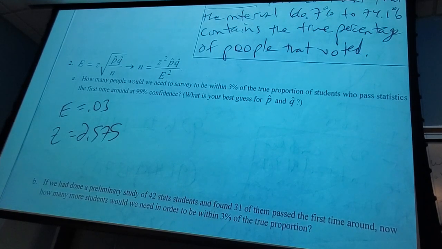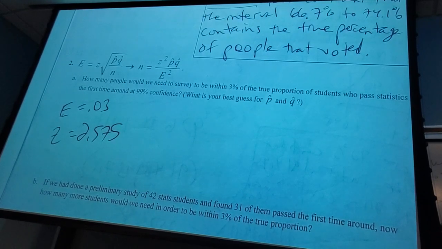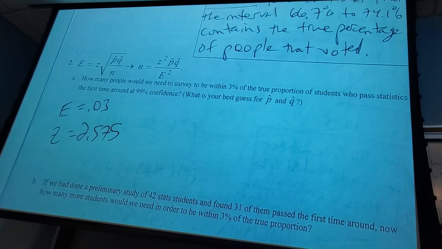P hat, Q hat. So real quick, this is gonna come up again very quickly. Let me see if you guys are cool with this. Before I've taken any sample, I have no idea what P hat and Q hat are, right? Because they are sample percentages, correct? So I haven't taken a sample yet. How would I know what they are? So you can look at it two different ways.